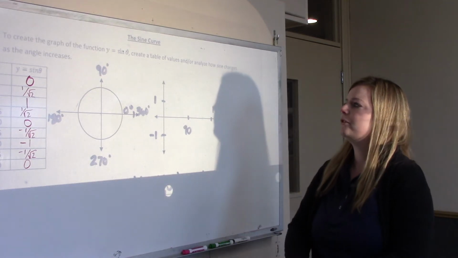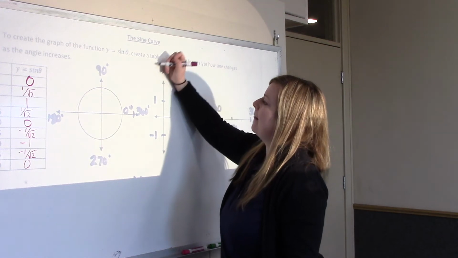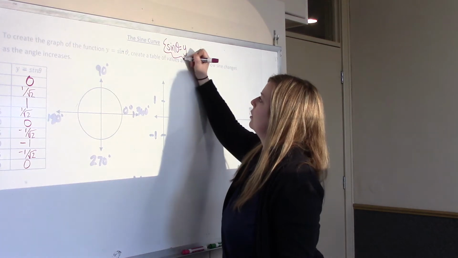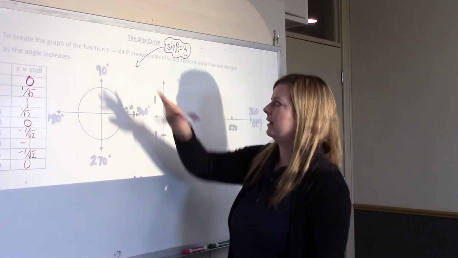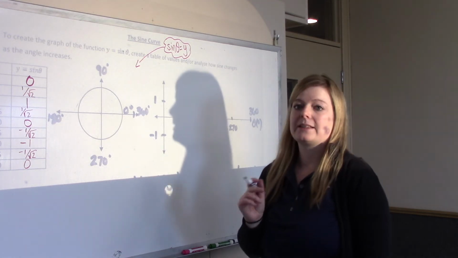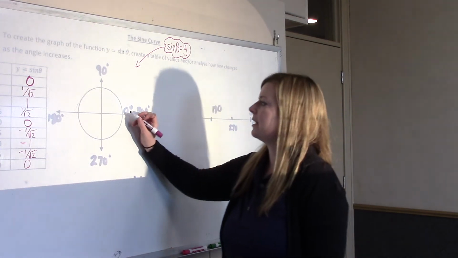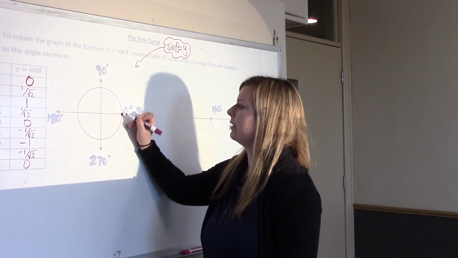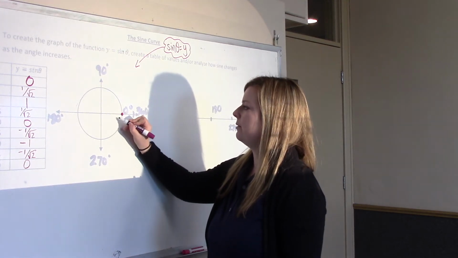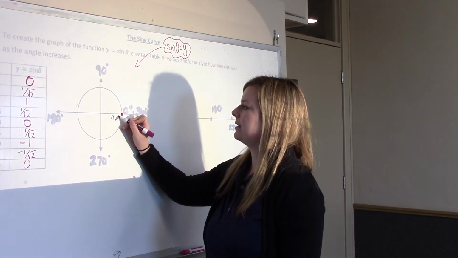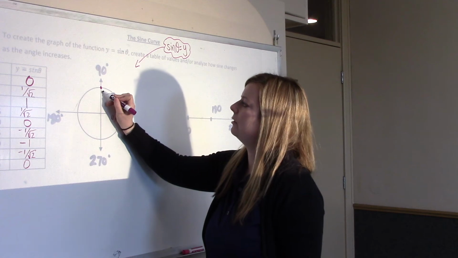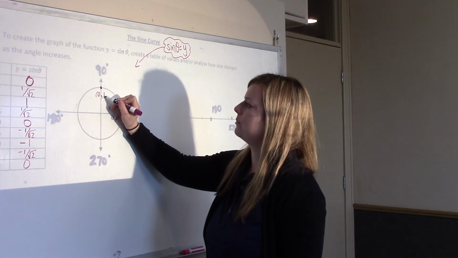Okay, so we have to remember up here that sine theta is equal to y. That's what we have to remember when we're developing this. Whatever is happening to our y values is the same thing that's happening to our sine values. So this coordinate here, remember this is a circle with radius 1. The x value is 1 and the y value is 0. This coordinate, the x value is 0, and the y coordinate is 1.